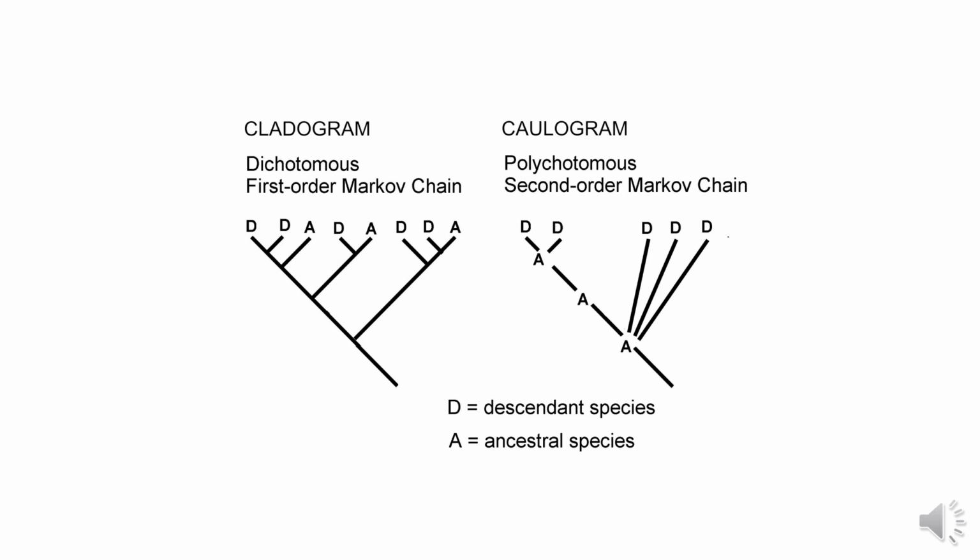A cladogram is a dichotomous first-order Markov chain. Also, the ancestral species and their descendants are terminal on the branches.